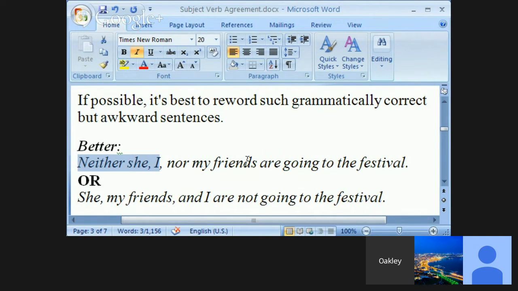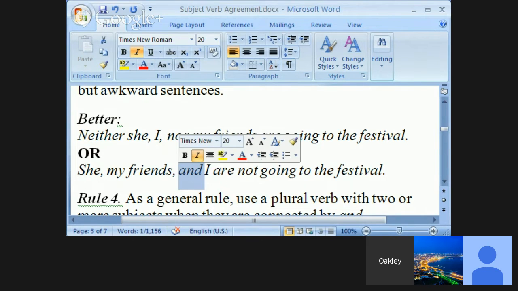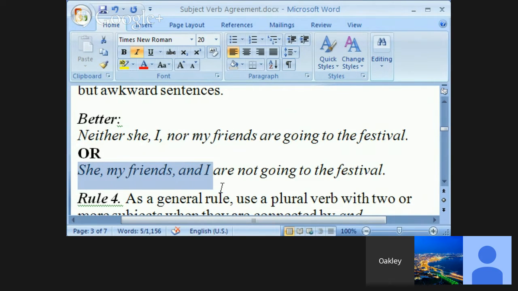Or change it to "and" instead of using neither/nor or either/or. Change it to an "and." That works as well. And then no matter what order you put them in, if you're using "and," it'll be "are." It doesn't matter what the order of subjects is anymore. It will always be "are" because of "and." It's only with the "nor" and "or" that you have to be concerned, in other words.